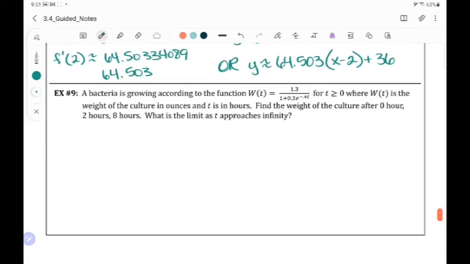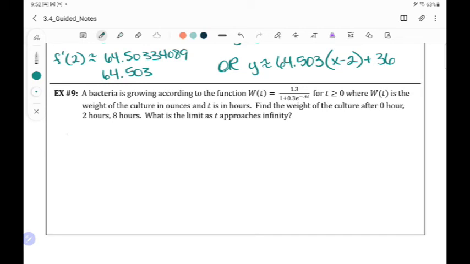Coming to number 9, this is sort of just a random problem, and using a calculator makes it pretty fast. A bacteria is growing according to the function W of t equals 1.3 over, can I just not read that out loud? You can see it. For t is greater than or equal to 0, where W of t is the weight of the culture in ounces and t is in hours. Find the weight of the culture after 0 hours, 2 hours, 8 hours.